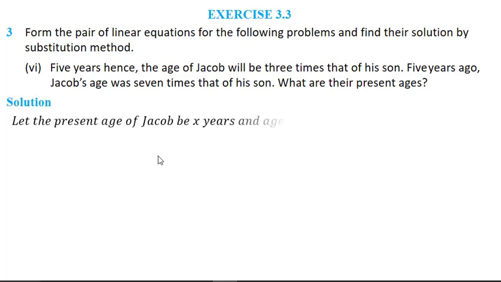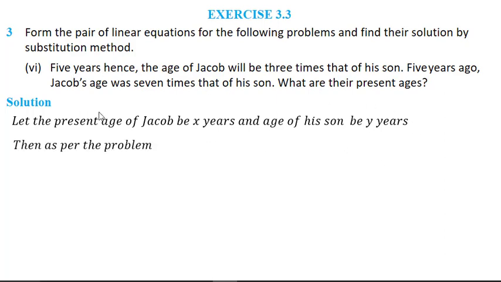So here let the present age of Jacob be x years and the age of his son be y years. So as per the first condition, 5 years hence means after 5 years. So after 5 years the age of Jacob will become x plus 5 and age of his son will become y plus 5. So what is given? After 5 years the age of Jacob is 3 times age of his son, that is x plus 5 is 3 times y plus 5.